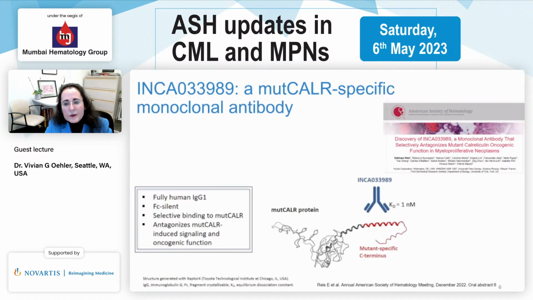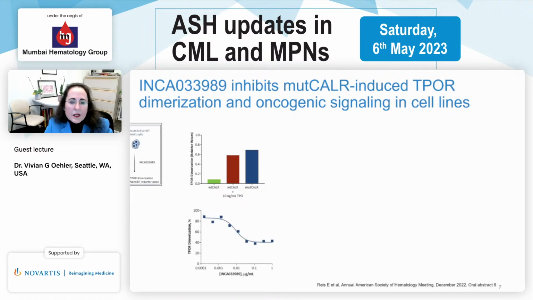One of the plenary abstracts was a report of a fully human IgG1 antibody targeting mutant CALR that was developed by Incyte, and this is INCA 033989. The study presented preclinical data supporting the efficacy of 33989. The authors first used cell lines to demonstrate that the antibody could inhibit thrombopoietin receptor dimerization, which is shown here at left in a dose-dependent manner.